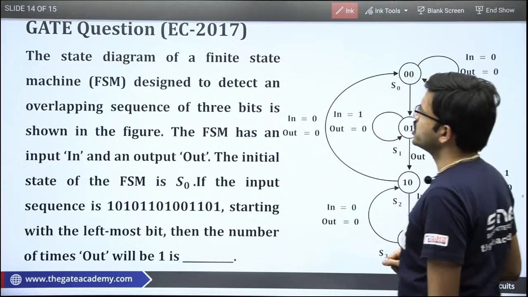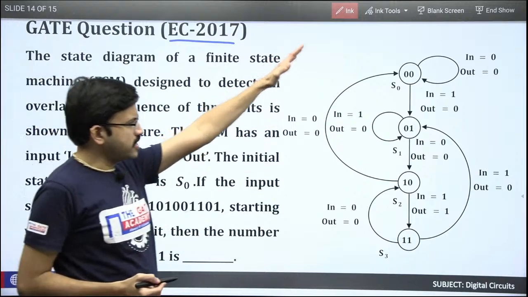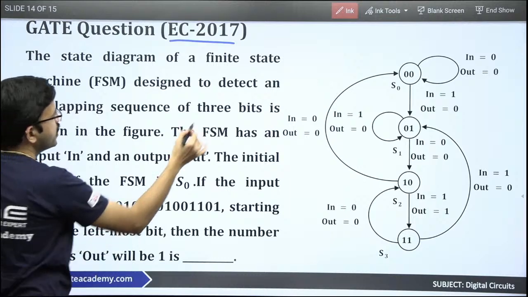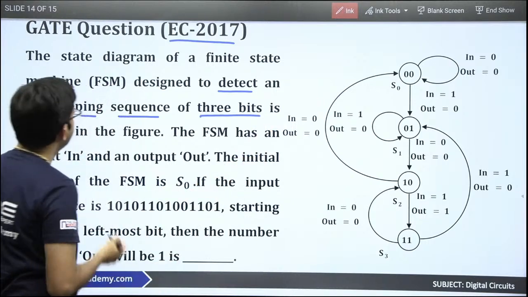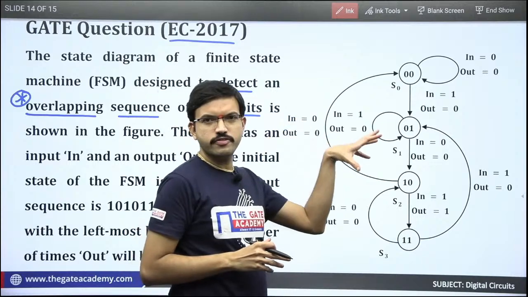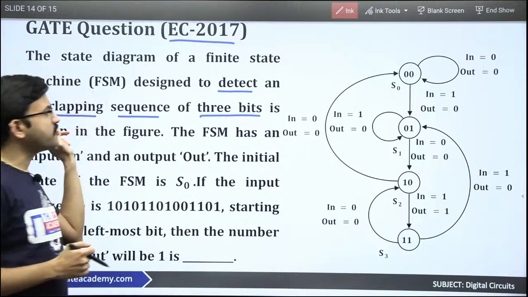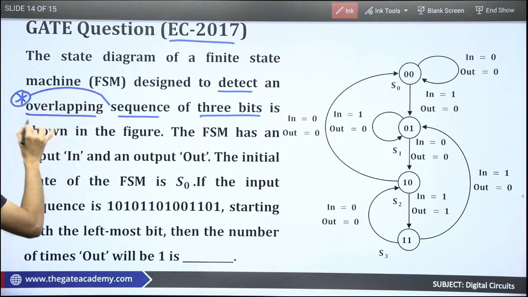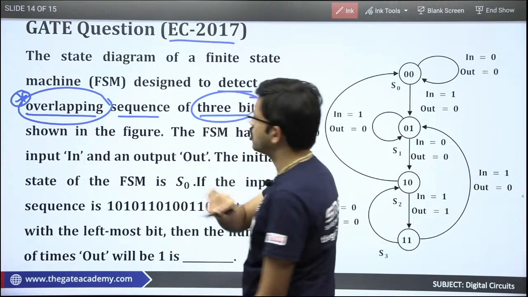Now this is a question asked in GATE EC 2017. They have given one state diagram like this, and they have mentioned it is detecting an overlapping sequence of 3 bits. See, they have already given the clue. You need not put so much effort into whether it is the overlapping or without overlapping case. If they don't specify, then you have to visualize carefully, but anyway they have given this clue in the question itself, and they have mentioned how many bits it is detecting.